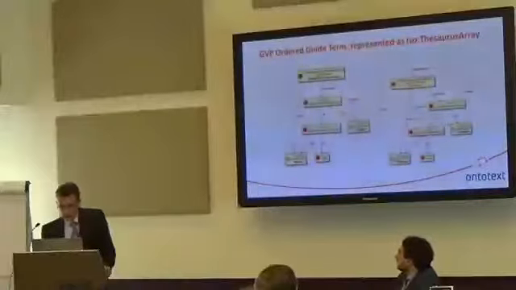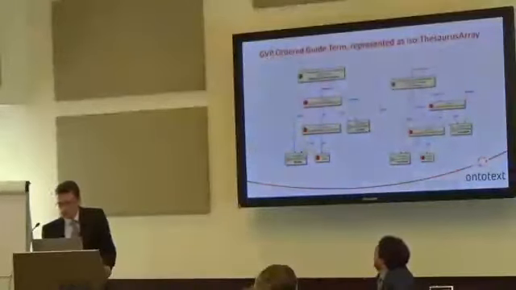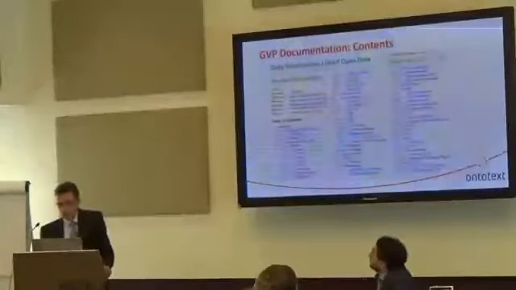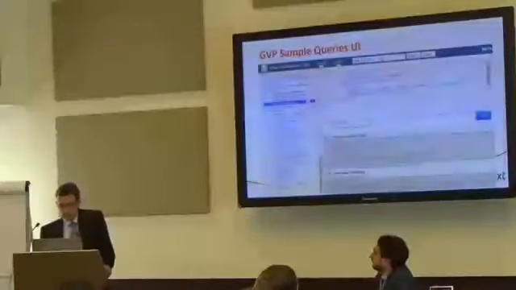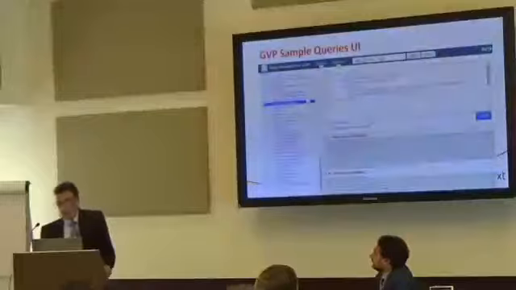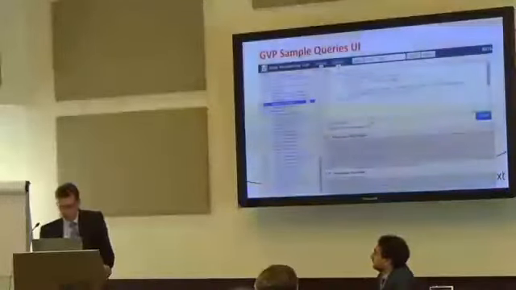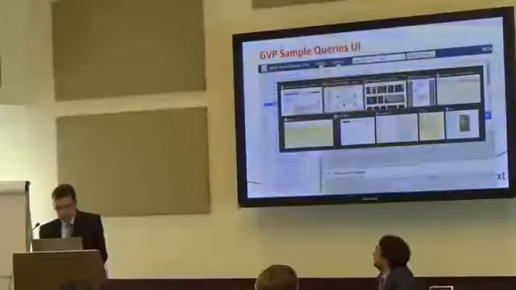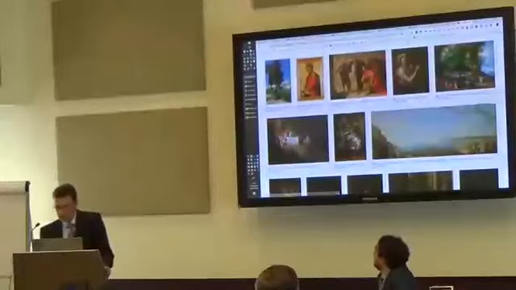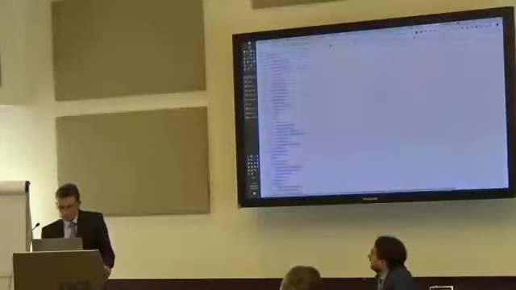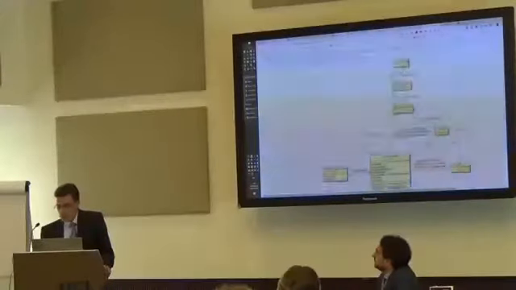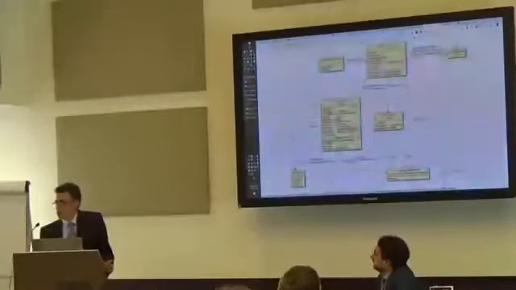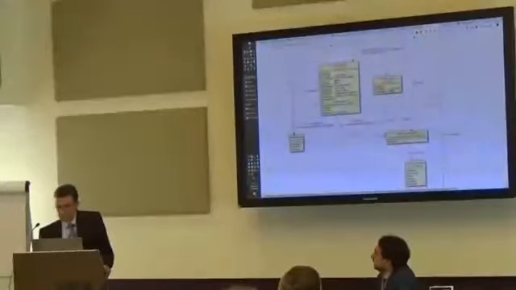I'll skip this. These are just some technical details about how the presentation goes. There's very comprehensive documentation, over 100 pages. There's also a lot of sample queries, over 100 sample queries. And here's how it looks in practice. So this is the document. There's a lot of illustrations. I believe that's very important because we're talking a graph of data, right?